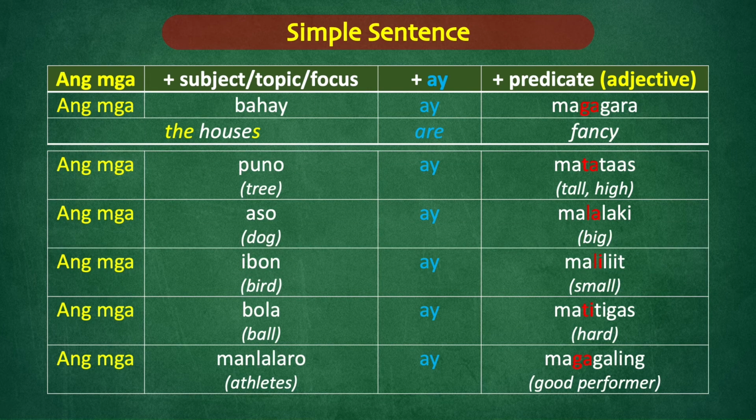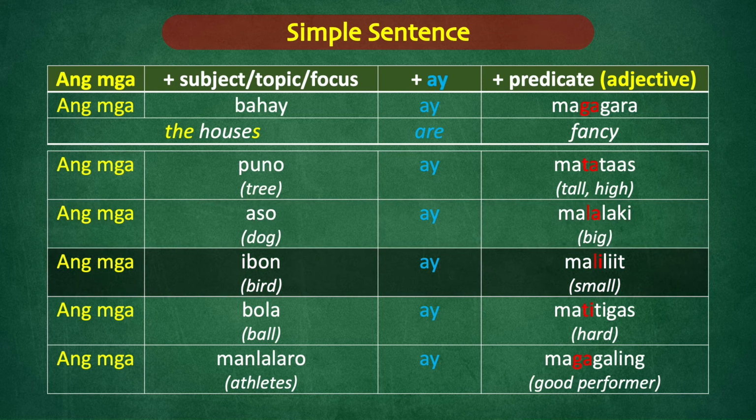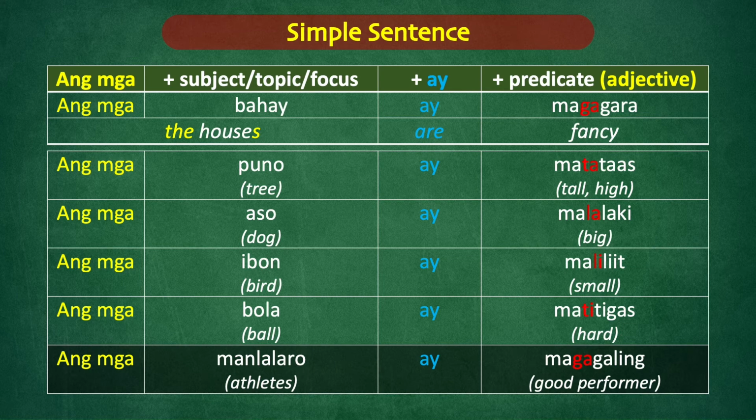Now, let's try ang with the plural marker mga. Ang mga bahay ay magagara. Ang mga puno ay matataas. Ang mga aso ay malalaki. Ang mga ibon ay maliliit. Ang mga bola ay matitigas. Ang mga manlalaro ay magagaling.